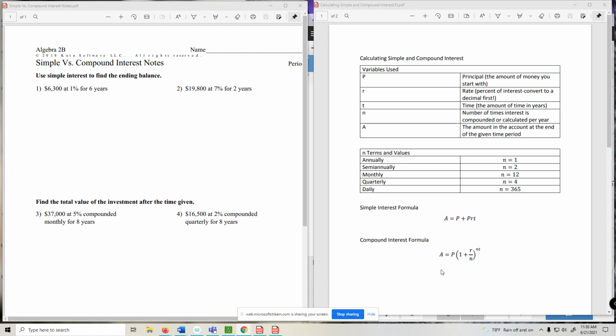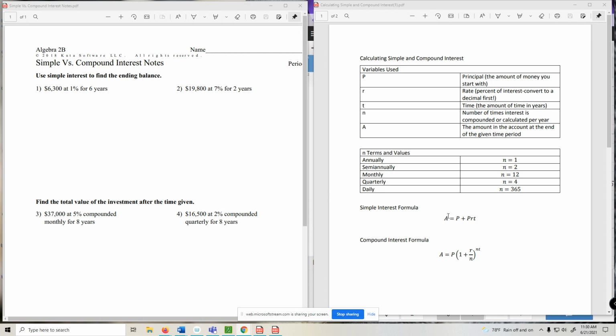So, when do you use which one? The problem will usually tell you which one to use. If the problem says something about using simple interest, you're going to use the simple interest formula. With simple interest, interest is only calculated and added on once at the end of the time period. A lot of times it's multiple years.